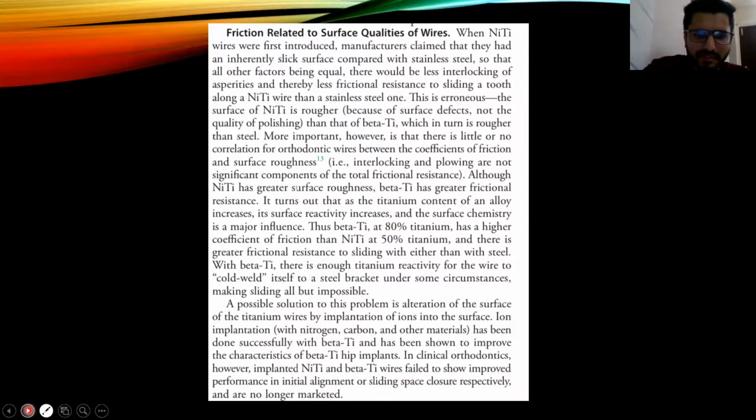So this is friction related to the surface quality of wires. Which wire has the highest friction? Is it stainless steel? Is it NiTi? Is it beta titanium? Is it cobalt chromium wire? Which has the highest friction? The answer is right in front of your eyes. You read it.